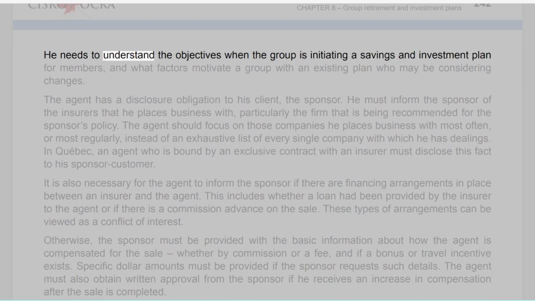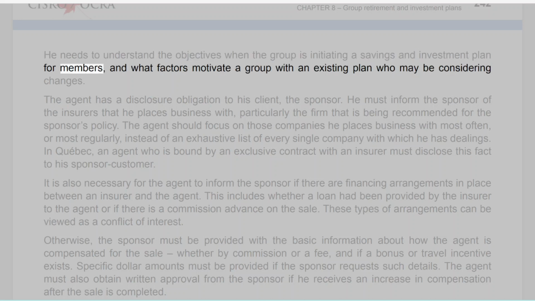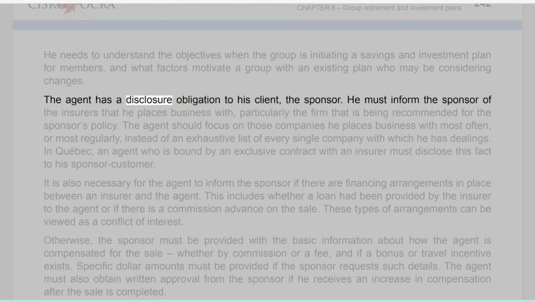He needs to understand the objectives when the group is initiating a savings and investment plan for members, and what factors motivate a group with an existing plan who may be considering changes. The agent has a disclosure obligation to his client, the sponsor.